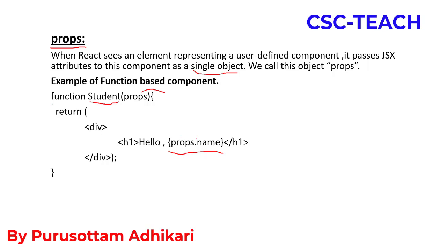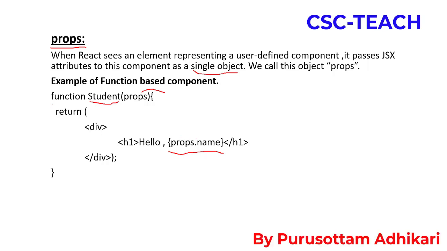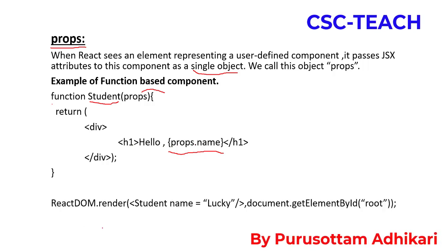We create our component called Student, then we pass a parameter here. Props are the parameter or attributes. Then we return this JSX, as hello, then the expression props dot name, with the rendering method, the ReactDOM dot render method. Student is a component, this is the same as this.